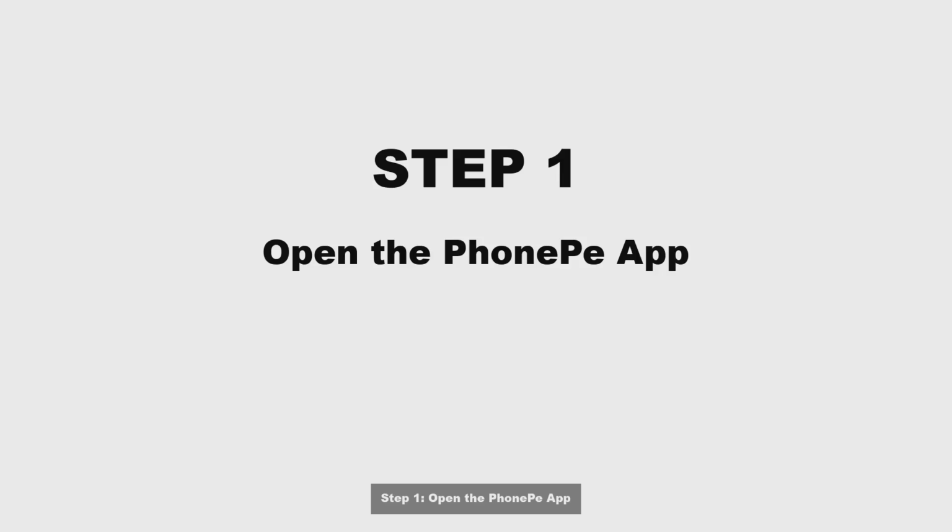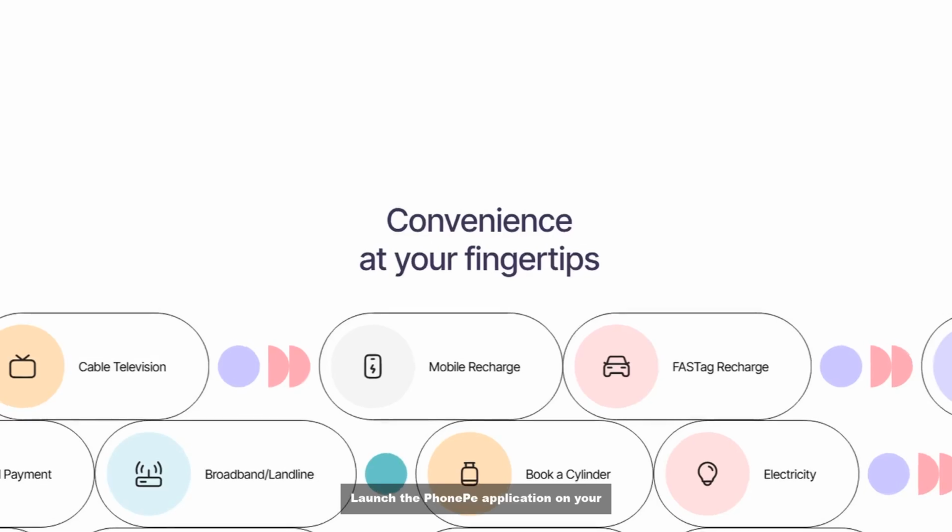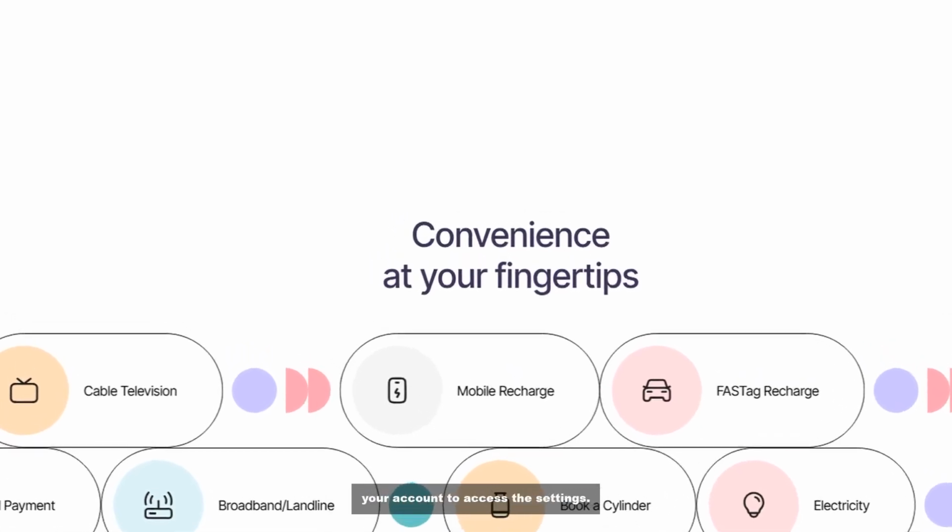Step 1. Open the PhonePe app. Launch the PhonePe application on your smartphone. Make sure you are logged into your account to access the settings.